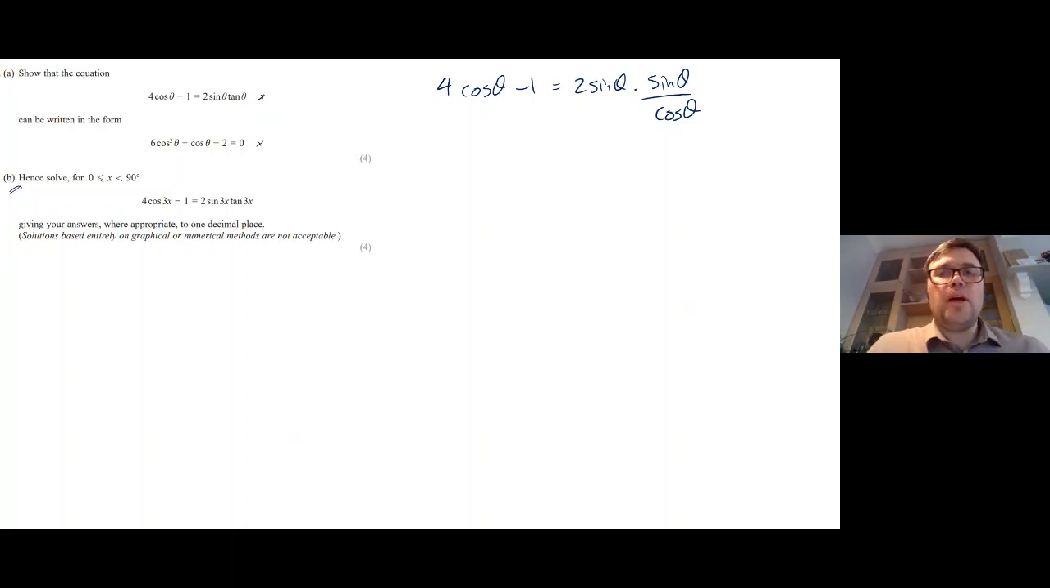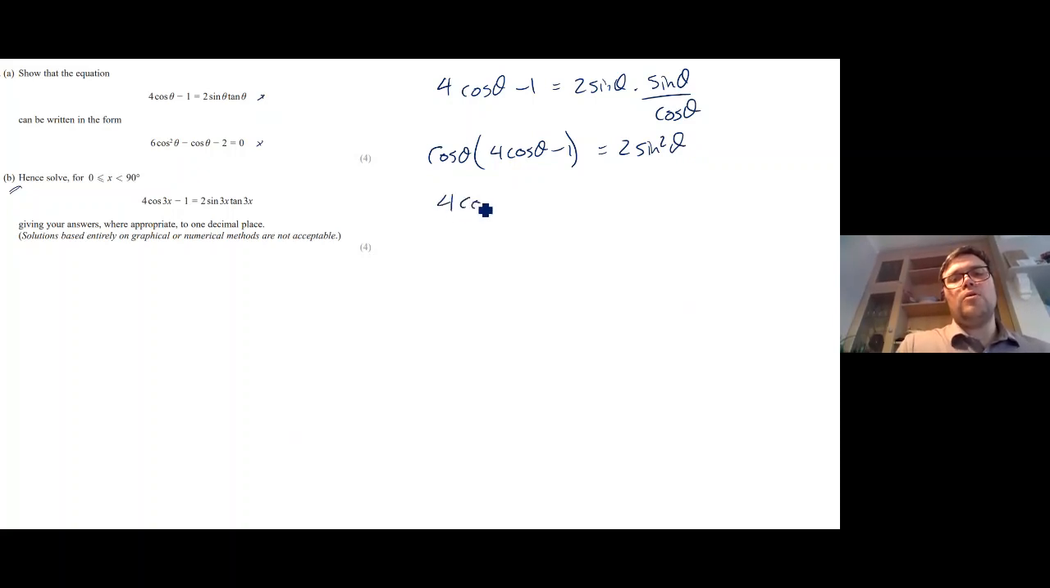Now, if you move the cos theta over to the other side, we'll go to times, and if you times the 2 sines together, you're going to have cos theta, 4 cos theta minus 1 equals 2 sine squared theta, which will give you 4 cos squared theta minus cos theta equals 2 sine squared theta. A little trick.